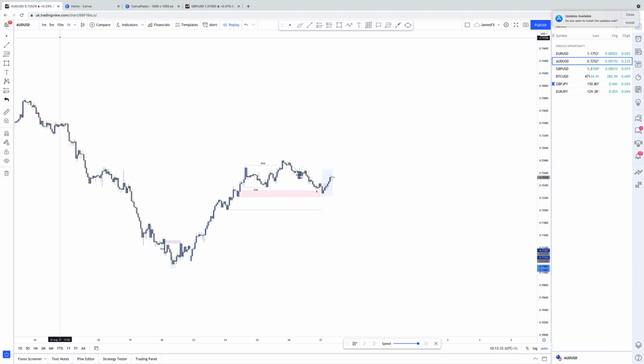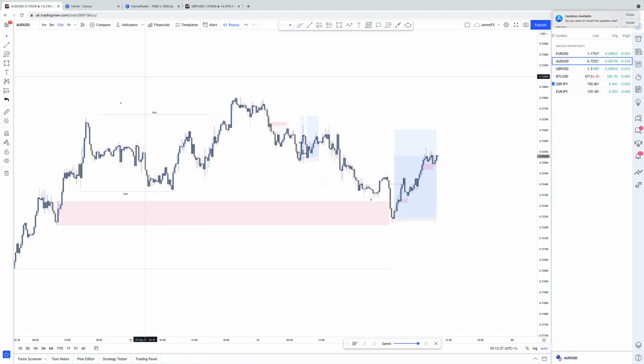Okay, so that's the reasons for this POI. Now we can drop into a 15 just for a little look. We don't really need to be refining. We have an inside bar, but ultimately if price wants to come into this whole hourly area, then I'll be looking to buy from there.